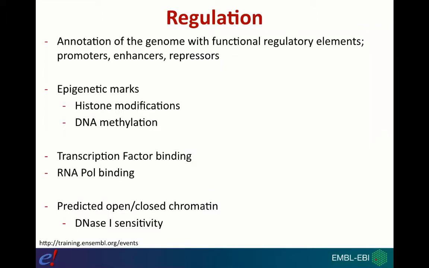So in Ensembl, we annotate regulatory features across the genome. We call them functional regulatory elements, and they might be things such as promoters, enhancers, or repressors, for example. We use a variety of different underlying data to annotate these regulatory features. We look at things such as epigenetic marks, which can include histone modifications and DNA methylation patterns. We also look at transcription factor binding patterns and RNA polymerase binding patterns. And finally, we look at the pattern of open and closed chromatin across the genome to help predict these regulatory features.